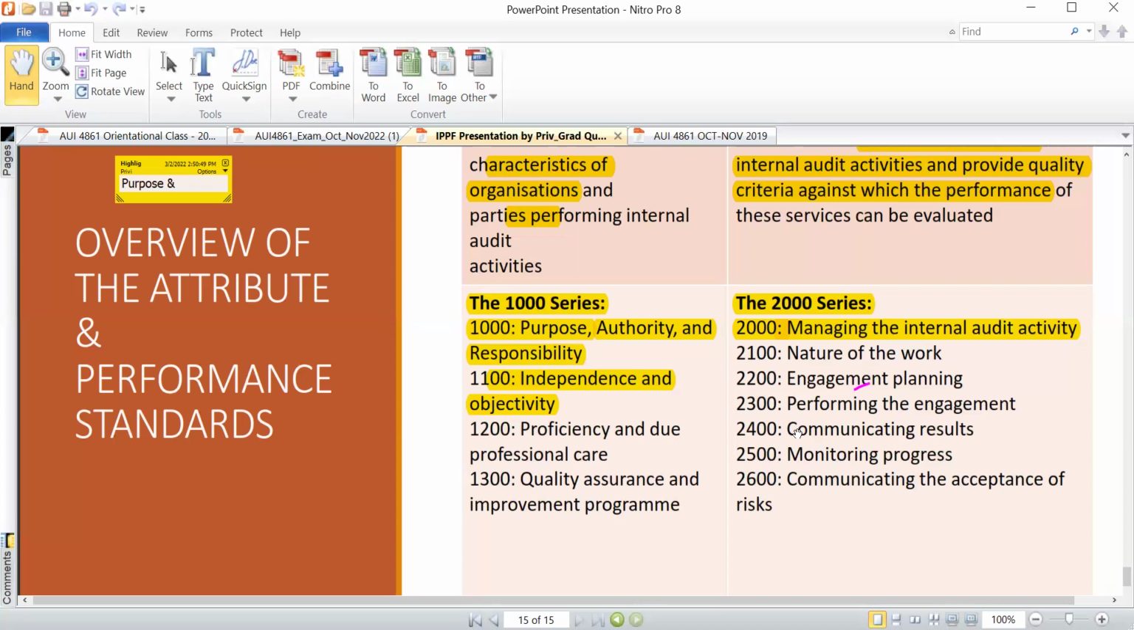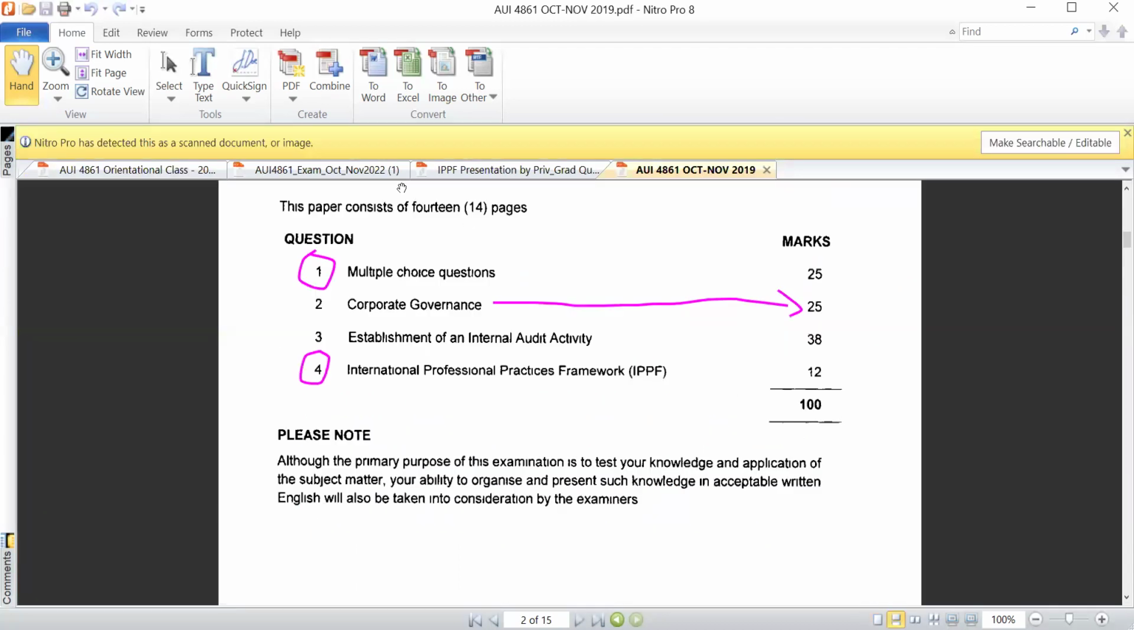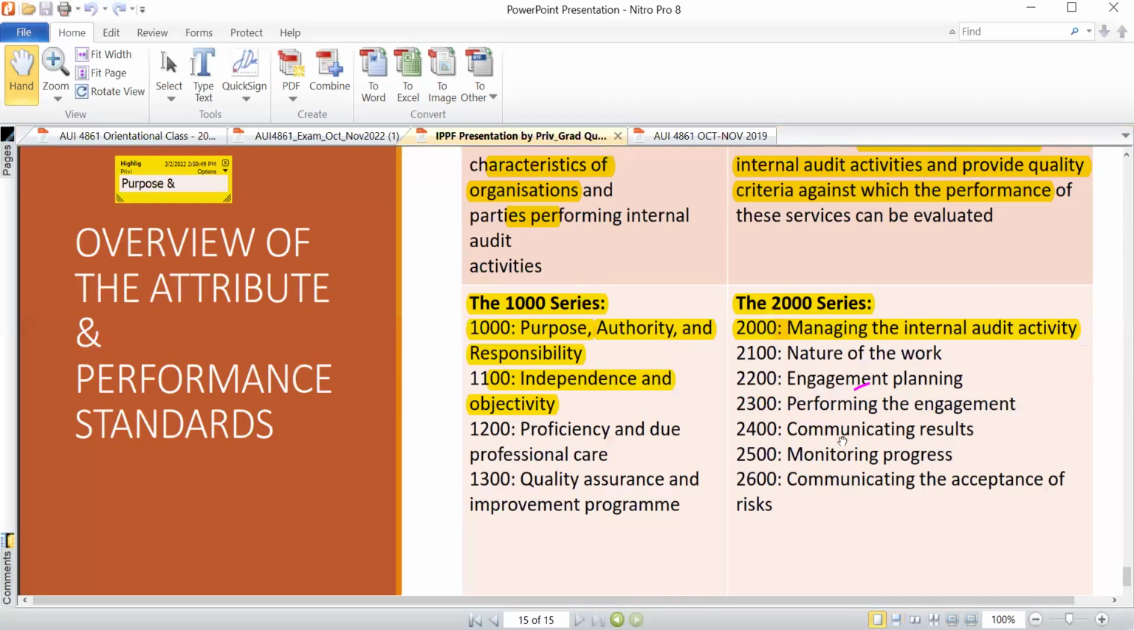Now that we've performed the engagement from Standard 2300, in Standard 2400 we begin to deal with the communication channels available for reporting the evidence we gathered in the process of conducting the audit, right? So there are different types of reports that we would have to generate, and that is part and parcel of some of the things I'll teach you when it comes to topic number 5, stakeholder communication and audit communication. So the standard of note with respect to topic 5 is actually Standard 2400.